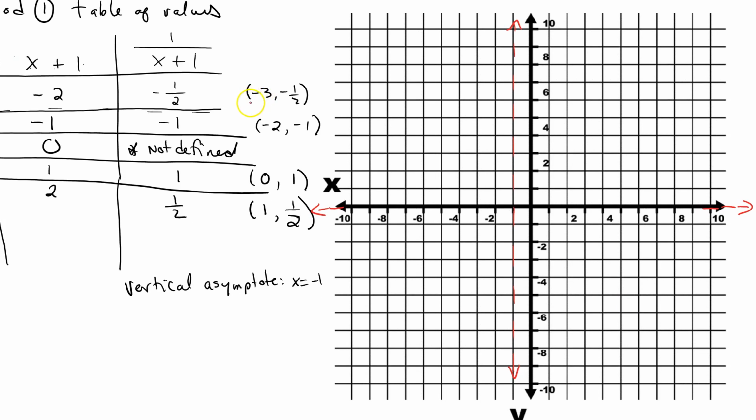So I'm going to put these points on. Negative 3 comma negative 1/2 right there. I have negative 2 comma negative 1.